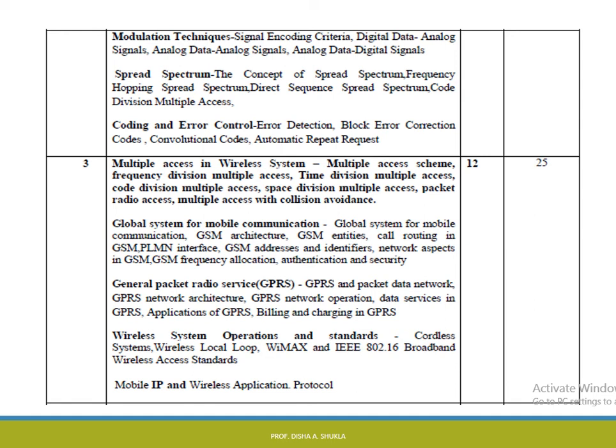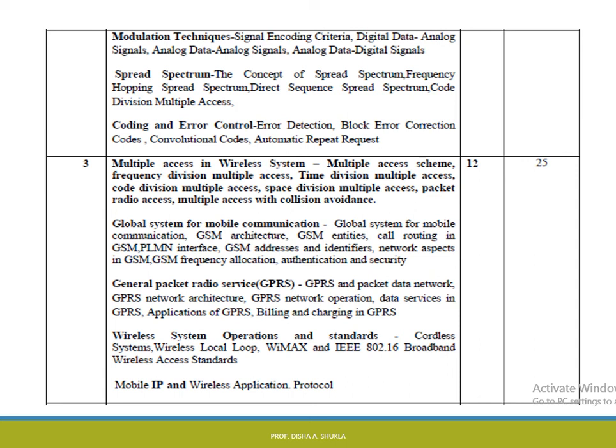Then the next topic is multiple access in your wireless system. The multiple access schemes include different transmission modes, that is, your frequency division multiple access, your time division multiple access, your code division multiple access, space division multiple access, different multiple access techniques, that too using collision avoidance and all that. The next topic that will be covered will be your GSM, that is, your Global System for Mobile Communication. Its details, its architecture, its entities, its call routing, its interfaces, what are the addresses and identifiers that are used in GSM, what are the different network aspects in GSM, etc.